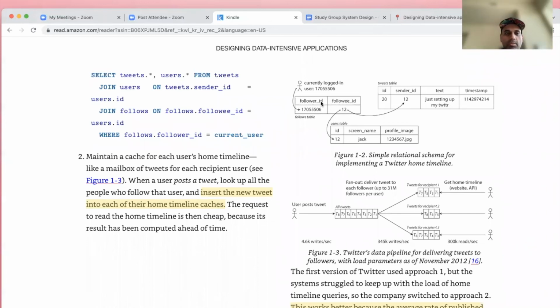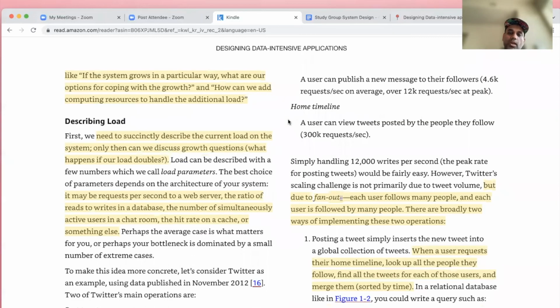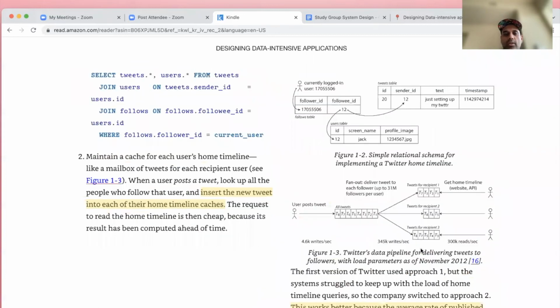Actually, I'm starting to remember. This part was essentially saying there are two ways of implementing these operations. This was the more load-inducing, costly approach for Twitter: just posting a tweet inserts it into a global collection of tweets, and that is a costly operation. They have to post, and all these people are waiting to get that newest tweet. If they have millions of followers, it's going to take a lot of time for it to actually go out.